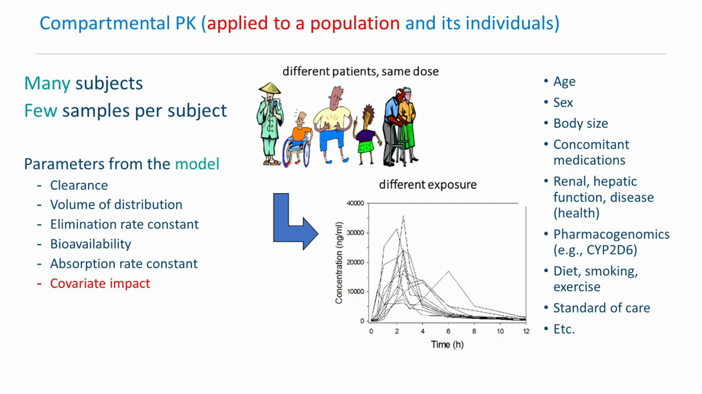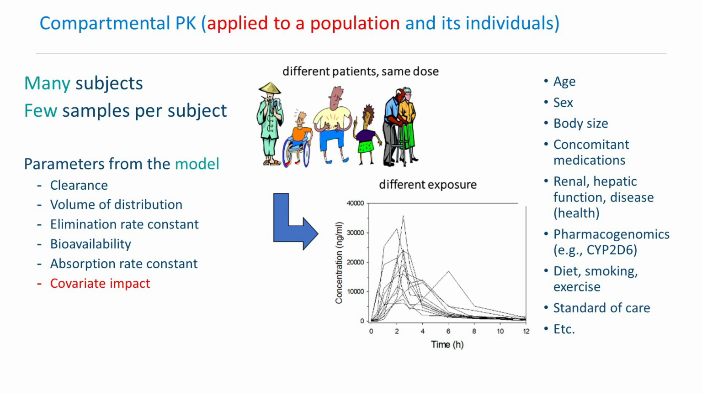Parameters that you get from the model are the same as that you would get from the compartmental model applied to individuals, except one of the really useful things that you can get is understanding the impact of covariates and quantifying the impact of those covariates. And I'll describe what I mean by covariates in just a moment.